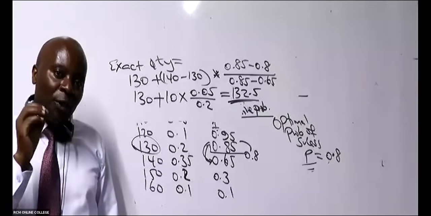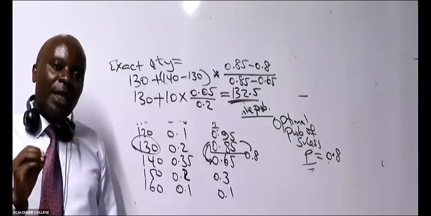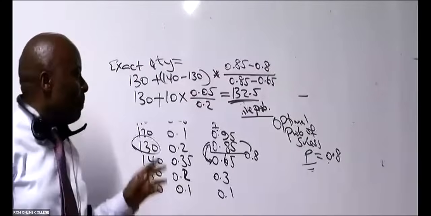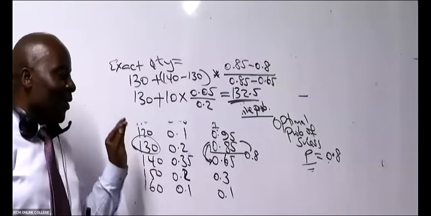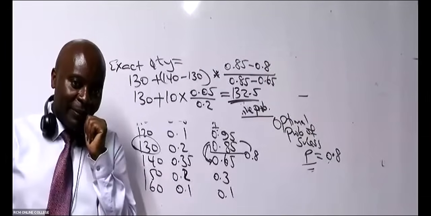So when they tell you to use a continuous probability distribution, you must interpolate. But if they tell you to use a discrete distribution, you advise them to procure the smaller number. Between 130 and 140, you advise them to procure 130, so that in this case they'll be able to sell everything.